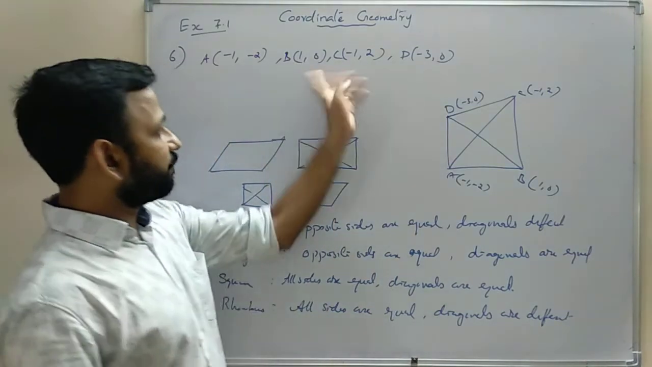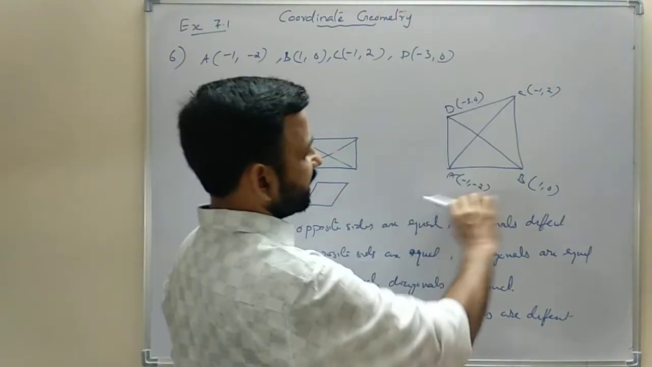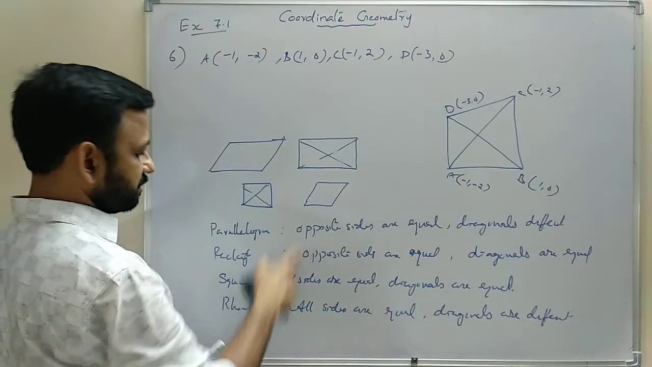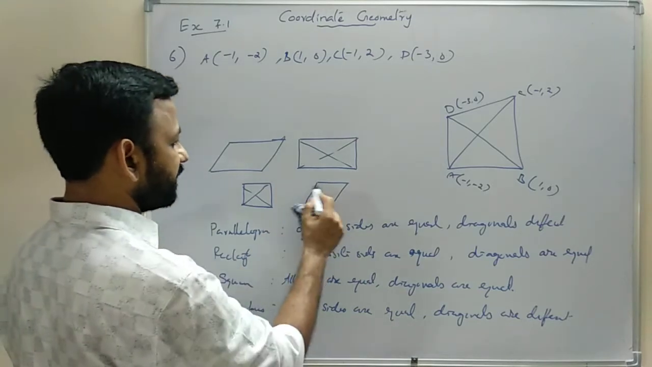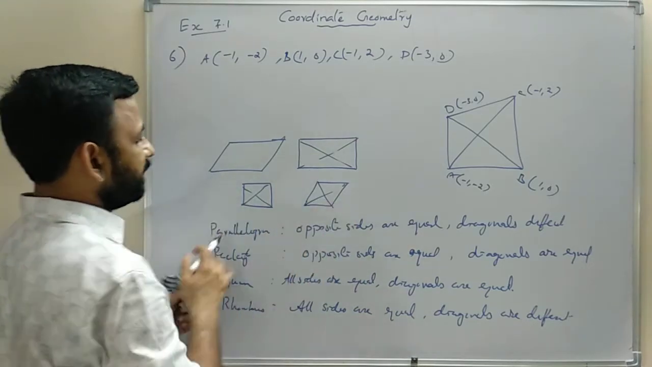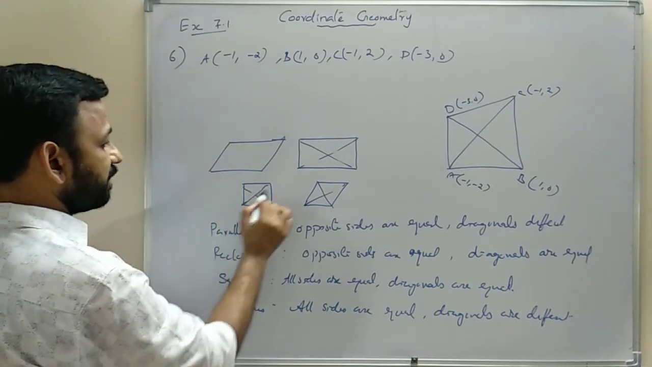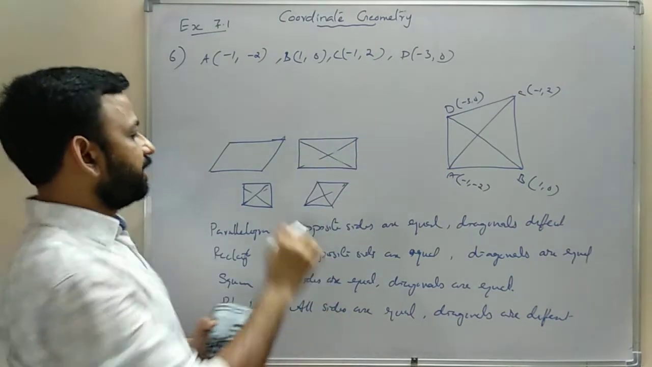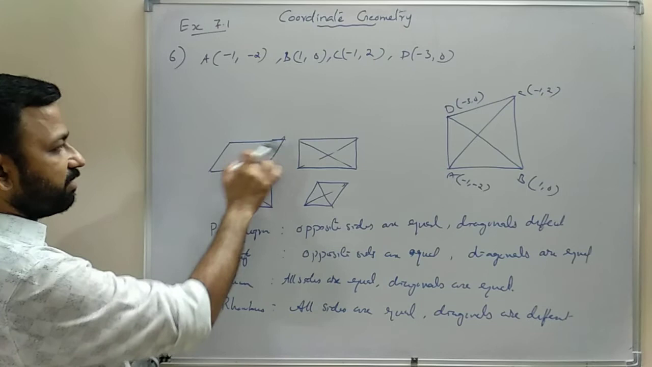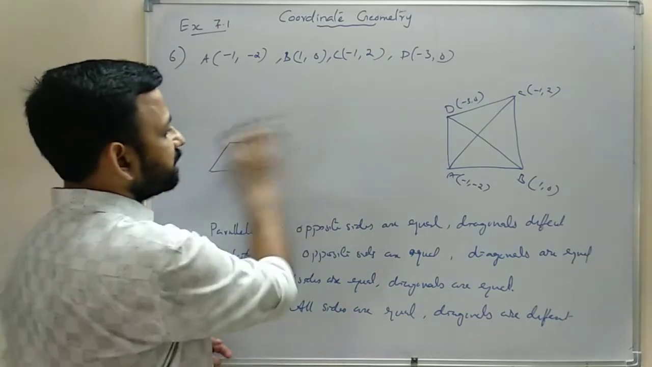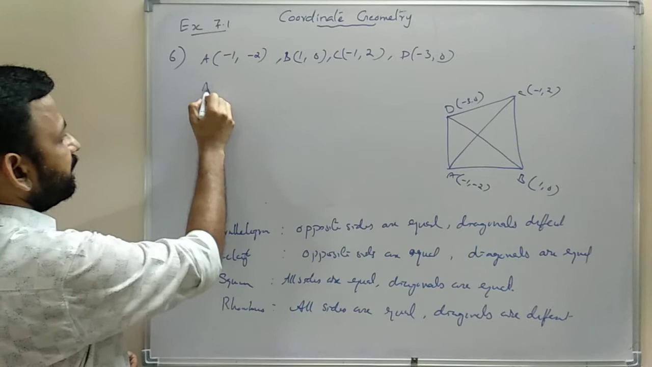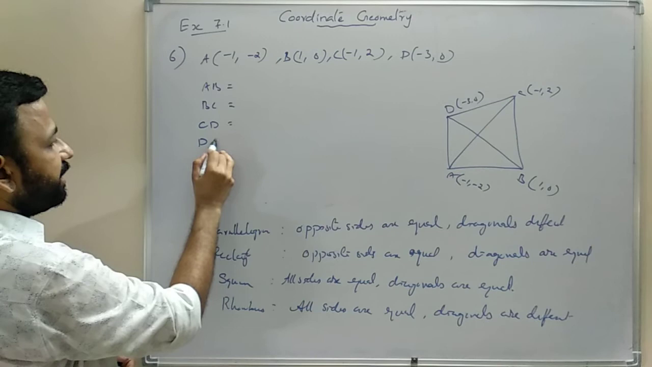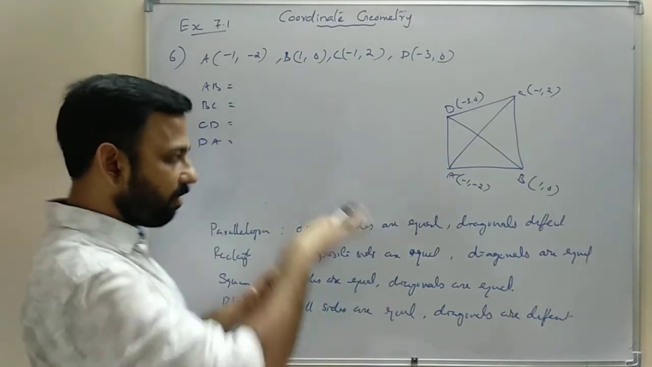So here 4 vertices are given, A, B, C, D. We will write in the same order. Then we need to find AB. In a rhombus, diagonals are different. So here all sides are equal, then diagonals will be different. In a square, all sides are equal, diagonals are equal. In a rectangle, opposite sides are equal, diagonals are equal. In a parallelogram, opposite sides are equal, diagonals are different. So here, in this question, we need to find AB, BC, CD and DA. By using the distance formula, we will find all the 4 sides.